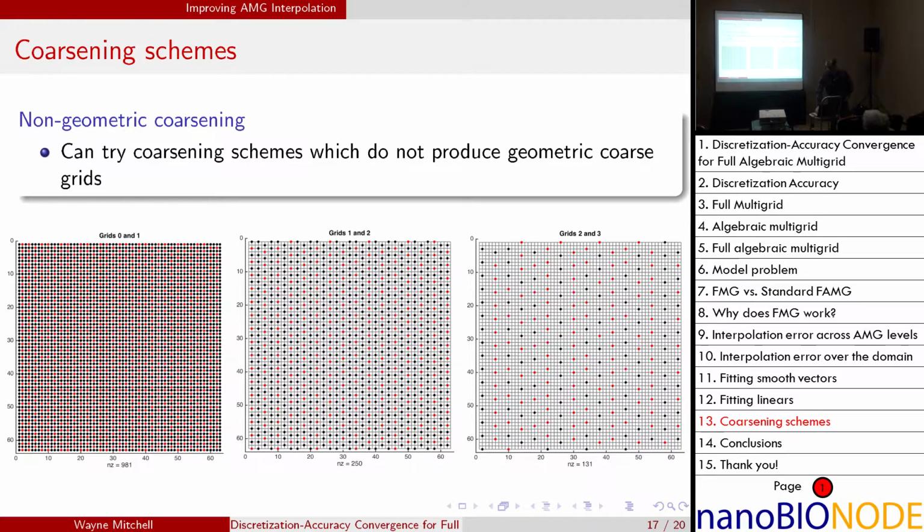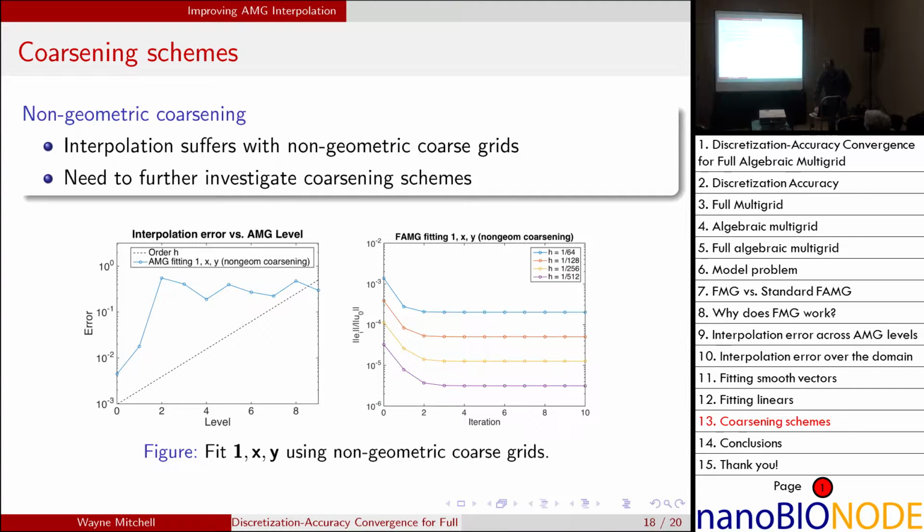Sure, yeah, and in fact, to obtain these results, I didn't mention this, but for all the previous plots, I was just doing a single V cycle on every level as you go up the AMG hierarchy. Here I actually did 2. So I am doing a little bit more work on these fine levels where you're getting good interpolation accuracy, right?